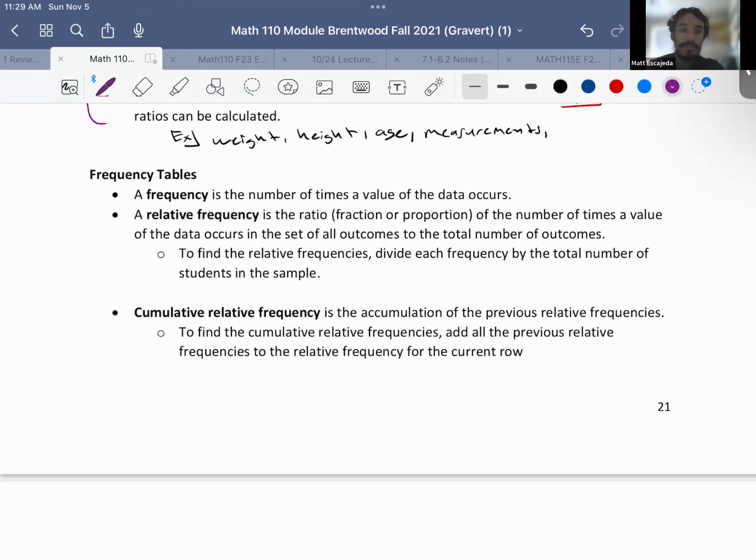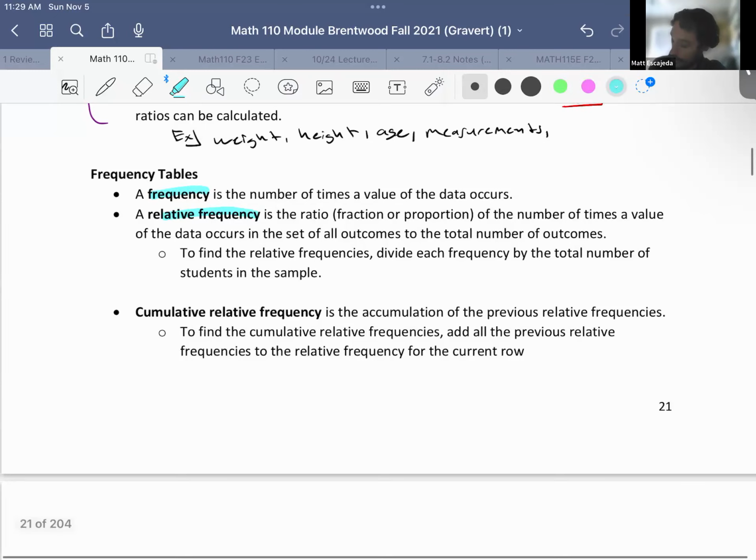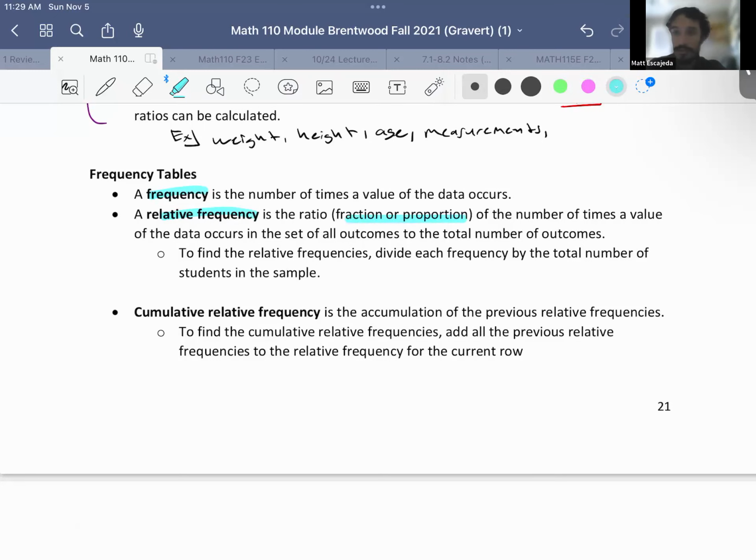Relative frequency is a ratio. Maybe I should highlight these. Relative frequency is a ratio. It's a fraction or proportion, right? Meaning a decimal or percentage of the number of times the value of the data occurs in the set of all outcomes to the total number of outcomes. To find the relative frequencies, divide each frequency by the total number of students in the sample.